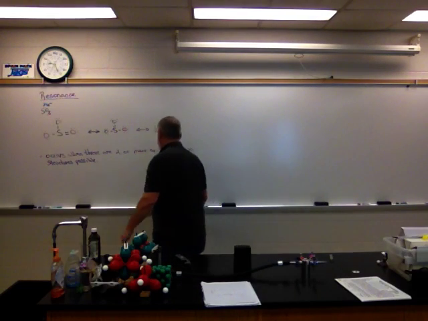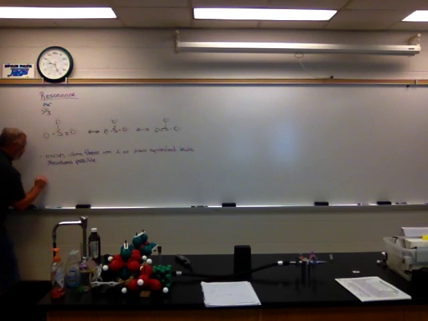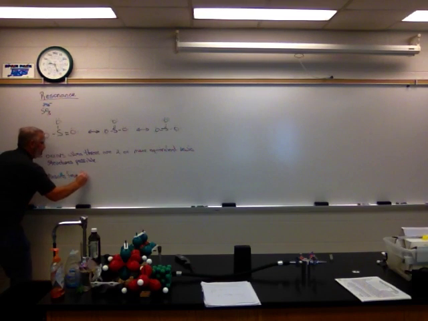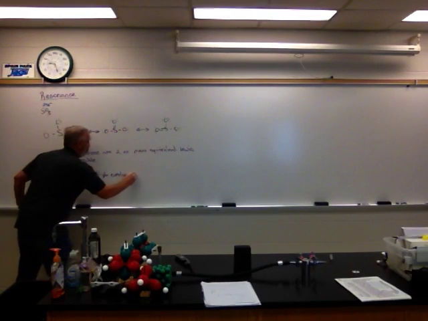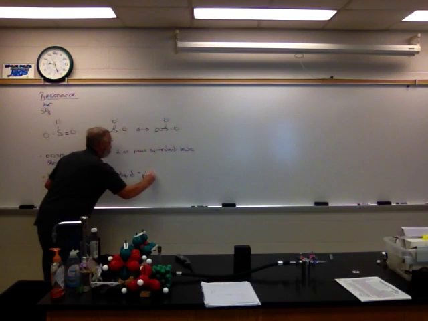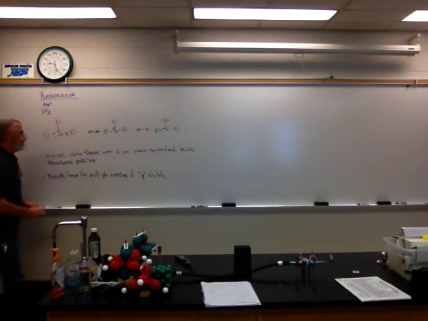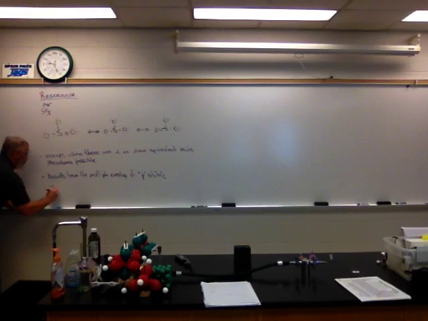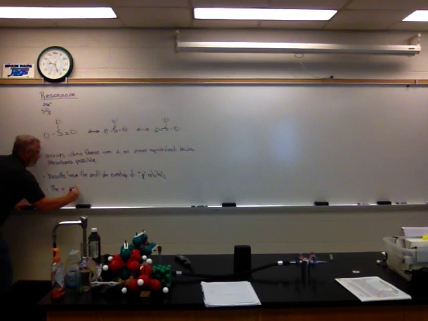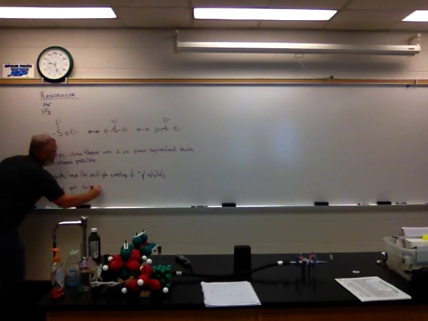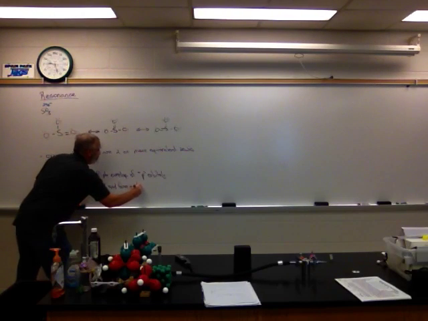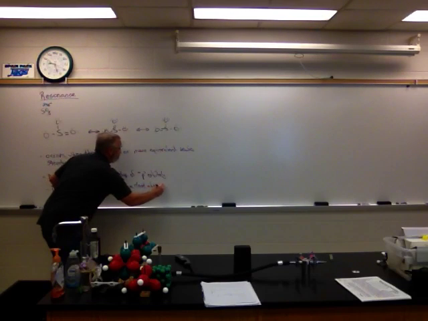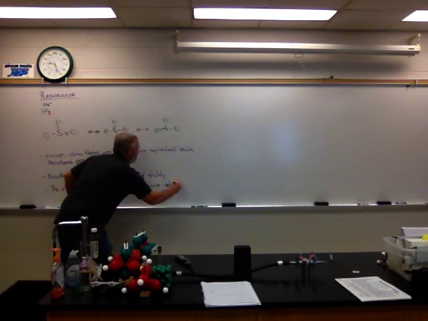Now when we talk about it, let me just do this. Resonance results from a multiple overlap of p orbitals, okay? The electrons get delocalized and form a cloud above and below the molecule.